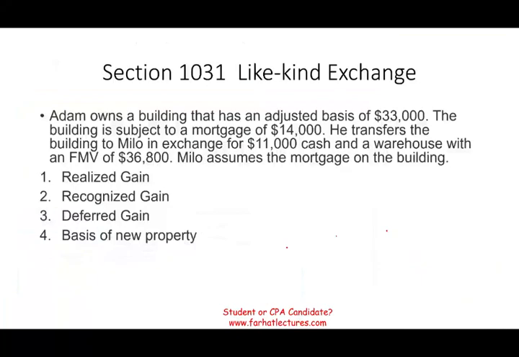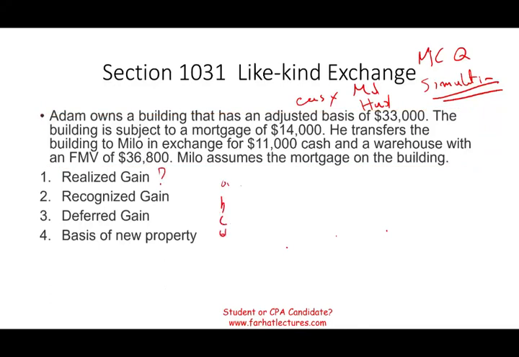So this problem, I can give you in the form of an MCQ. I can give you this problem in the form of a simulation. And within the simulation, I can give you an easy simulation, a medium simulation, or a hard simulation, just based on this information. The point I am trying to make before I work this problem is that simulations are no more than a multiple choice question phrased differently. For example, I can give you this problem and ask you as a multiple choice, what is the realized gain? And give you A, B, C, D, and you have to choose the realized gain. Or I can give you this information, ask you to compute the recognized gain. Or ask you to compute the deferred gain. So this is a multiple choice question.